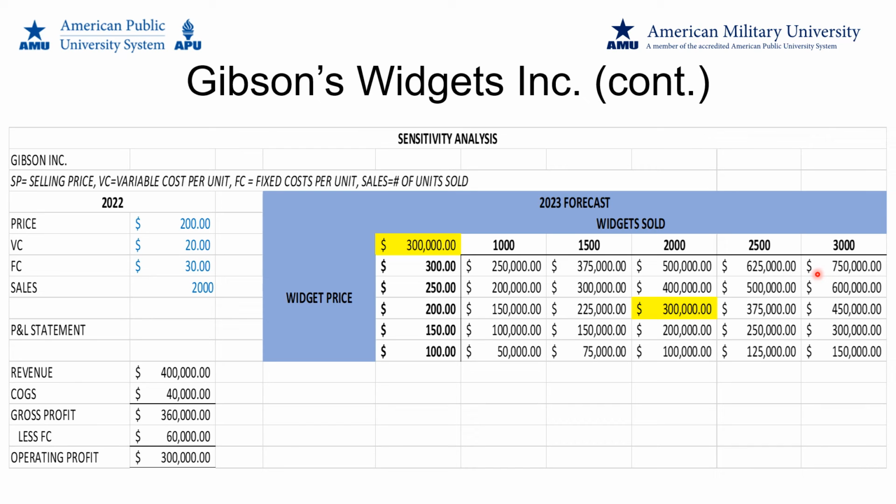On the other side of the spectrum, if the price falls to $100 per unit and Gibson's only sells 1,000 units, the operating profit that results is $50,000, a substantial loss of $250,000 off the present. And again, if 3,000 units are sold at $100, the operational profit is cut in half to only $150,000 of what it's currently enjoying.